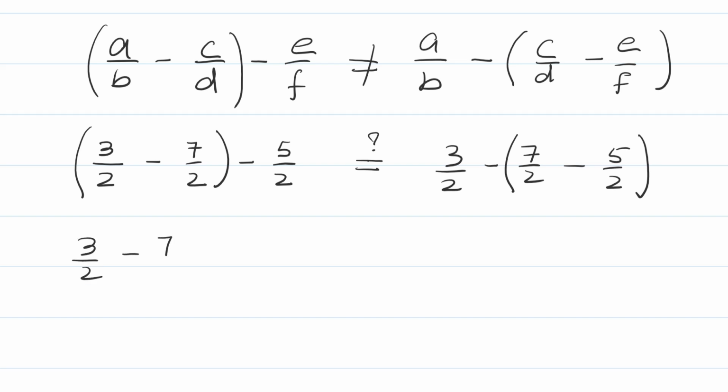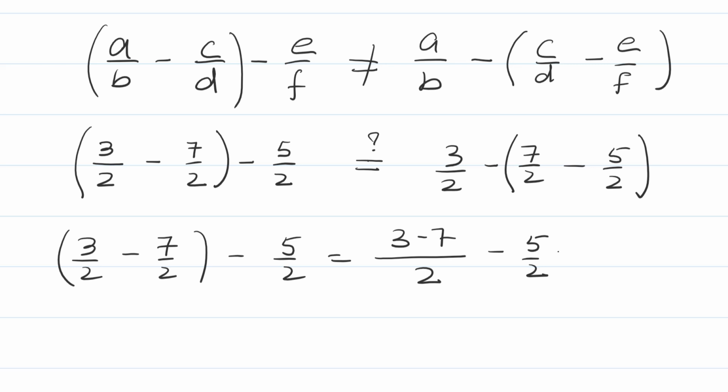3 by 2 minus 7 by 2 minus 5 by 2 is equal to, taking the LCM, 3 minus 7. 3 minus 7 is minus 4. So the left hand side is minus 4 minus 5, that is minus 9 by 2.